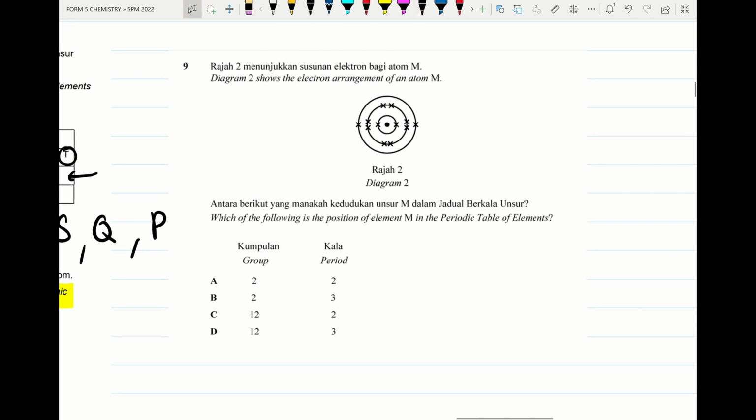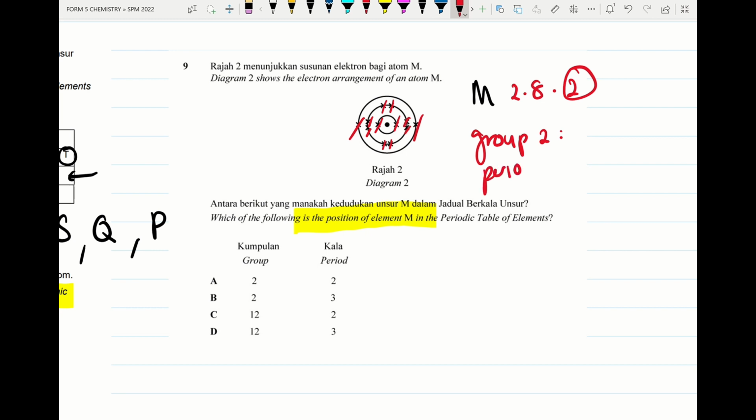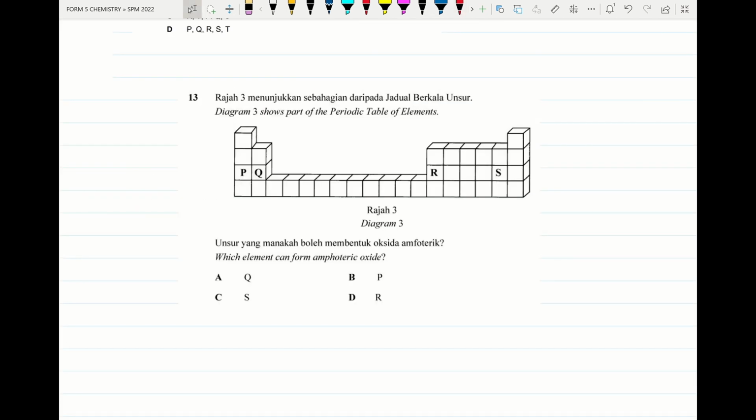Check this question. Which of the following is the position of element M? Element M, its first shell has 2 electrons, second shell has 8 electrons, and the valence shell has 2 electrons. So element M is from group 2. For the period, we count 1, 2, 3, so period 3. Group 2, period 3, so the answer will be B. All right, on to the next question.